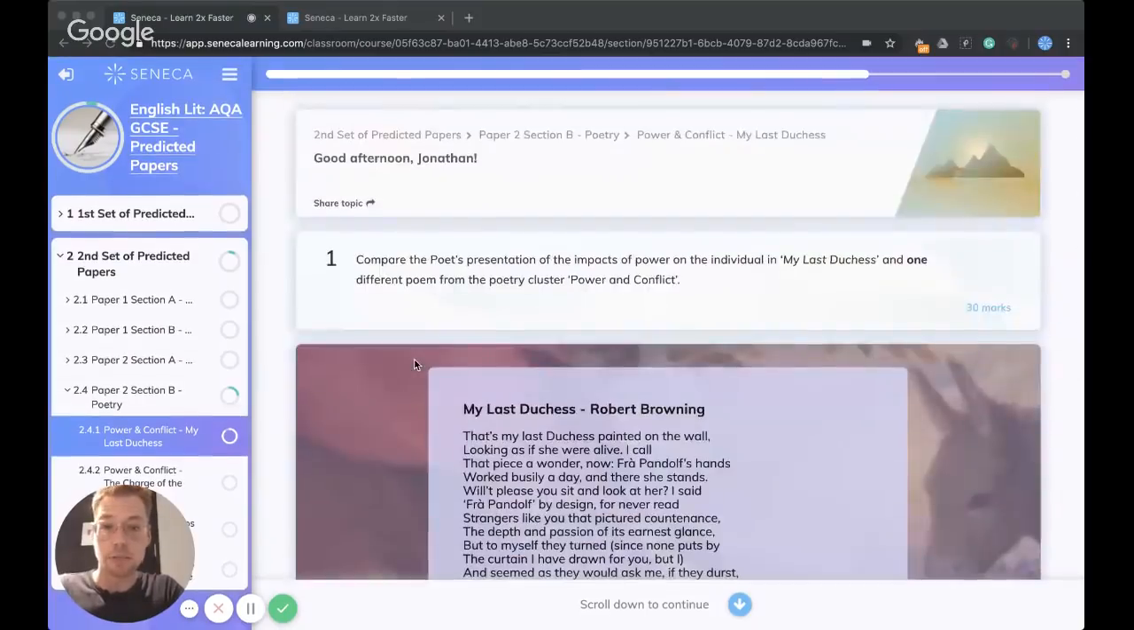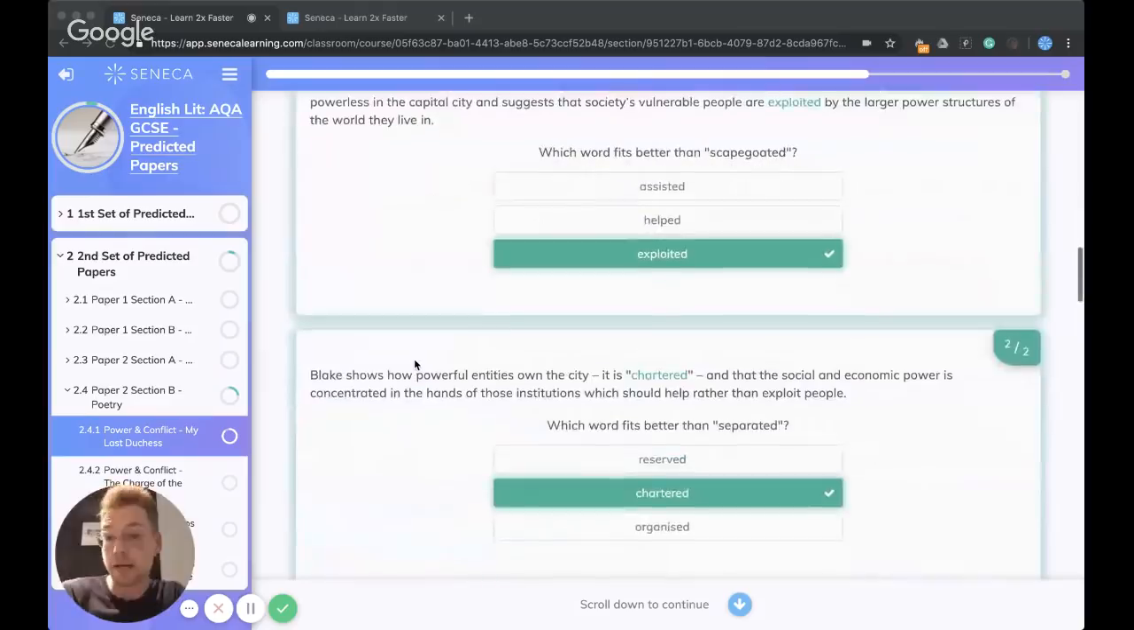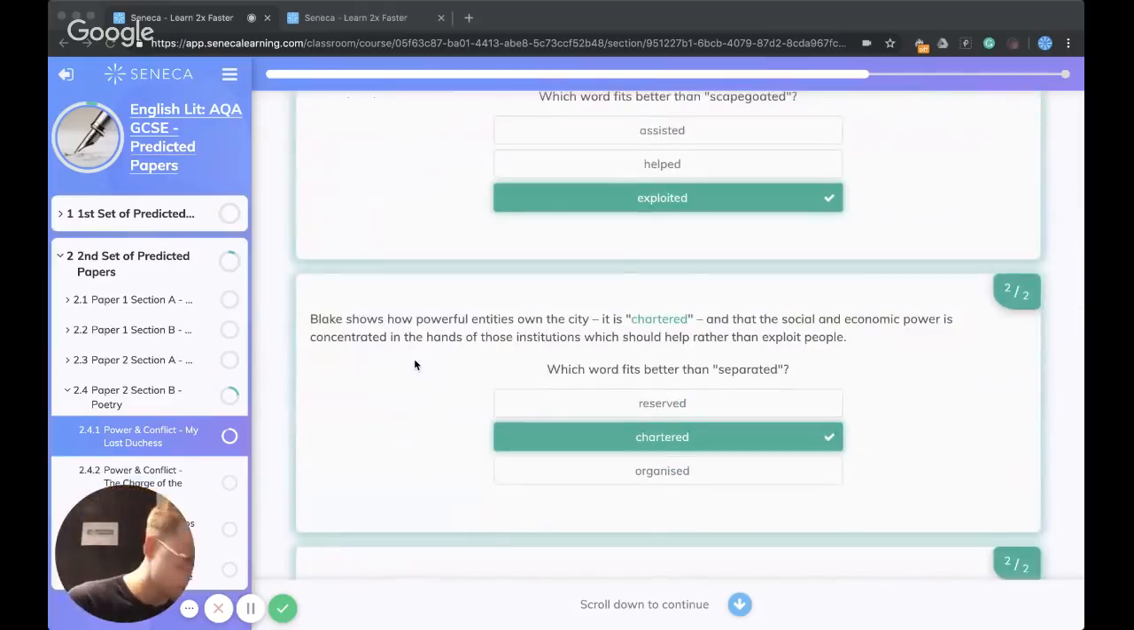So at the moment we are doing power and conflict, and yes, we'll quickly go over love and relationships for those of you asking.